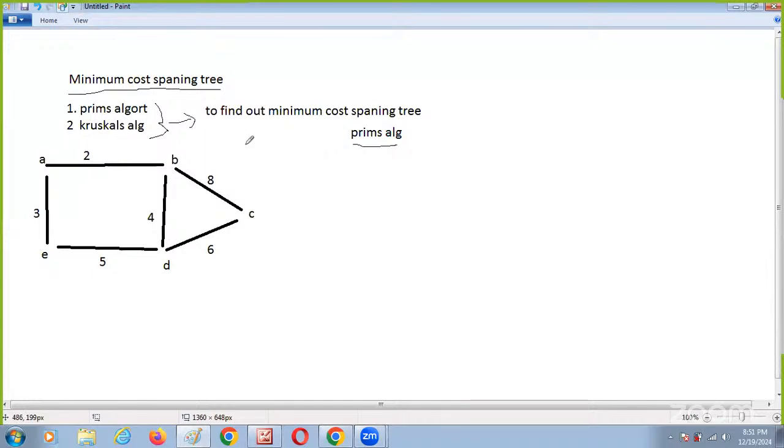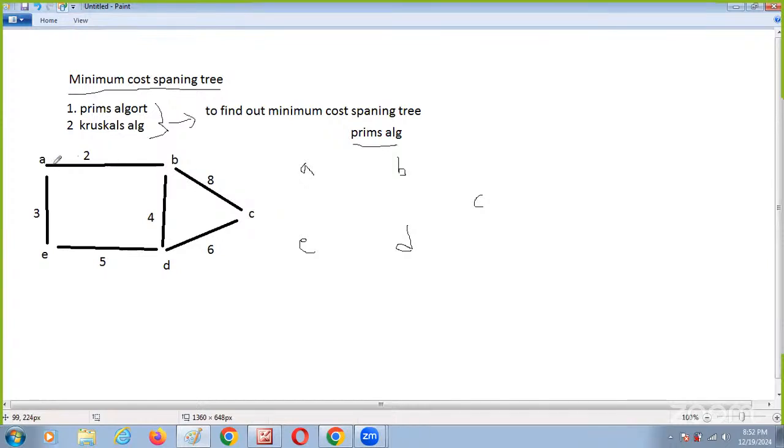So let us take all the vertices first. How many vertices are there? A, B, E, D, and C. These are all the vertices. Now, first, always start with the minimum weight edge.